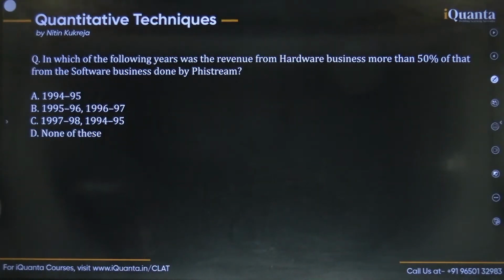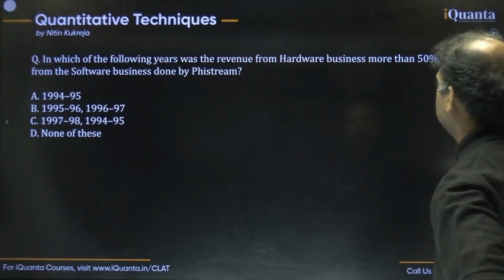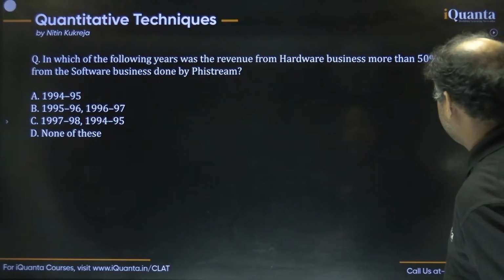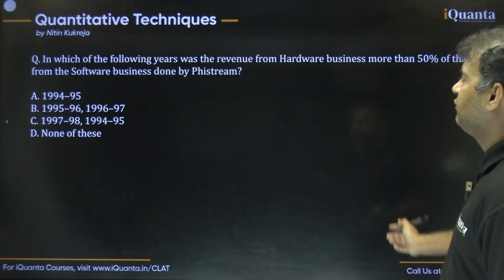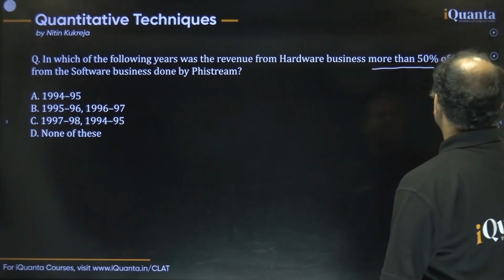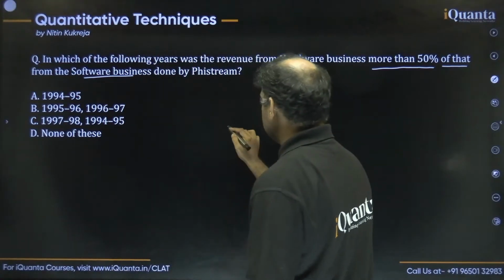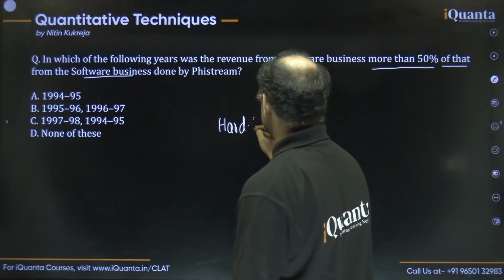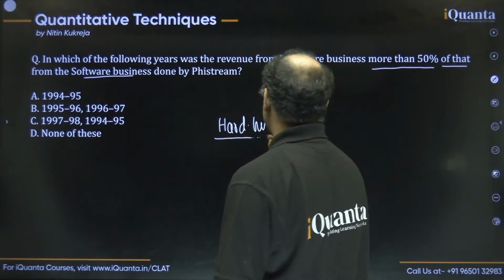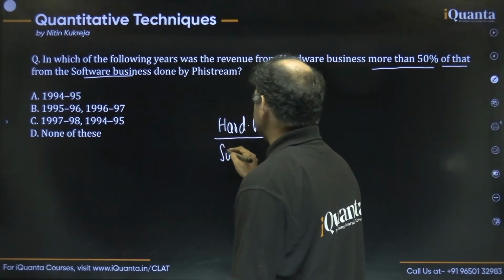Okay, interesting. Let's see that they are saying in which of the following years the revenue from hardware business was more than 50% of that from the software business done by fee stream. Revenue from the hardware business more than 50% of that from the software business. Okay, so they are saying the revenue from hardware business should be at least 50% or more than 50% of the revenue from the software business, right?